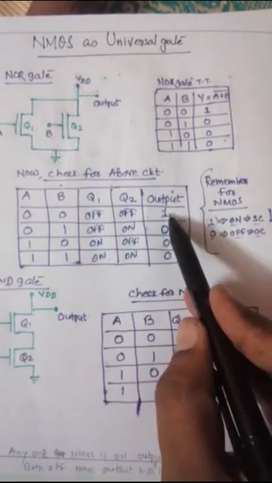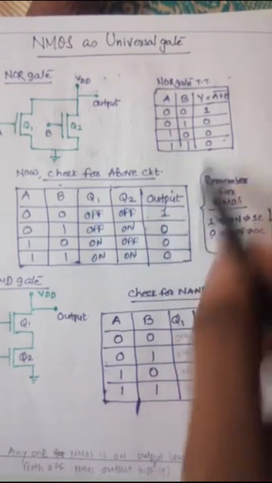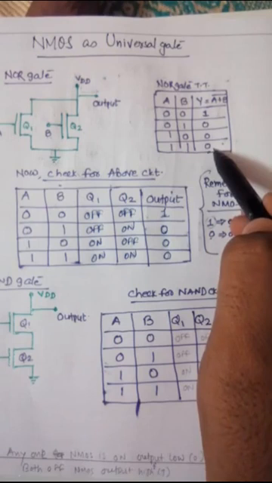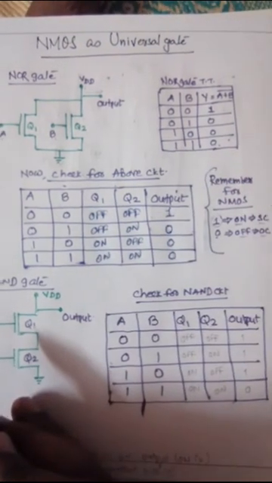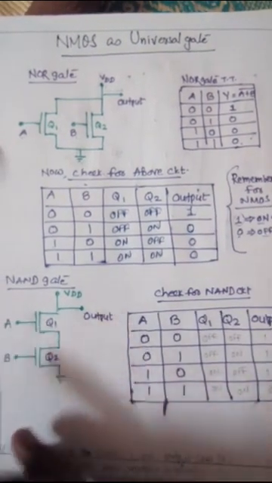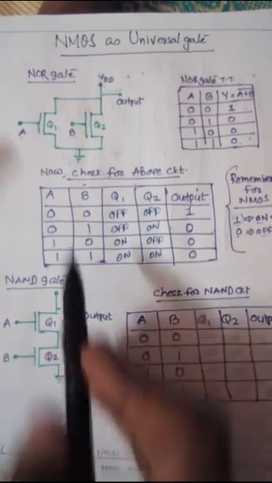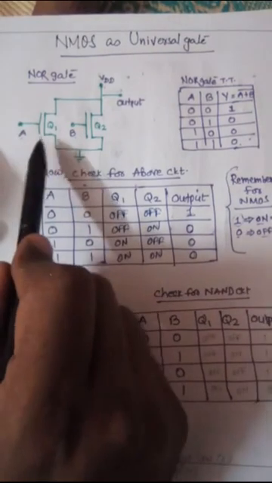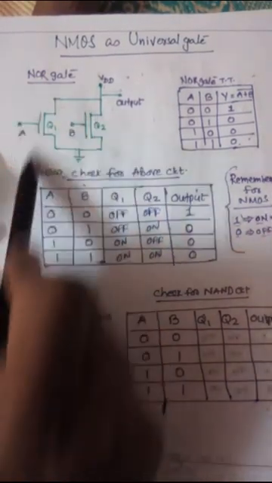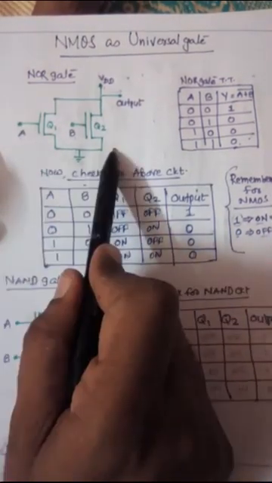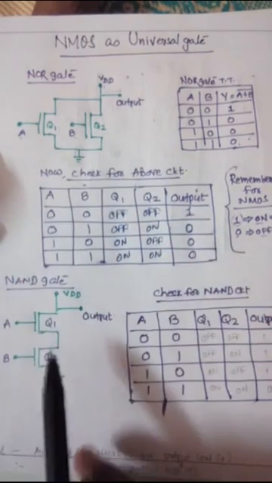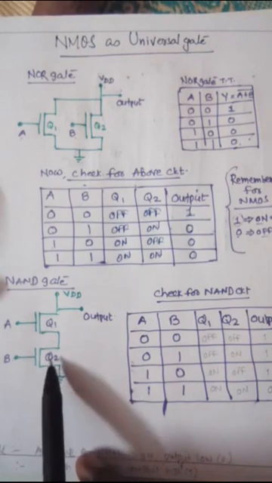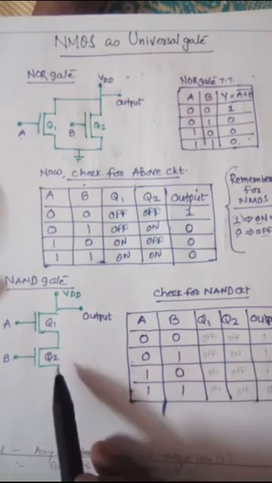Now the output is 1 0 0 0, which matches our NOR gate truth table. Okay, in the same way we now consider the NAND gate. For the NOR gate, Q1 and Q2 were connected in parallel. Here the NAND gate is in series, vertically, and in the previous PMOS case this was in the horizontal form.